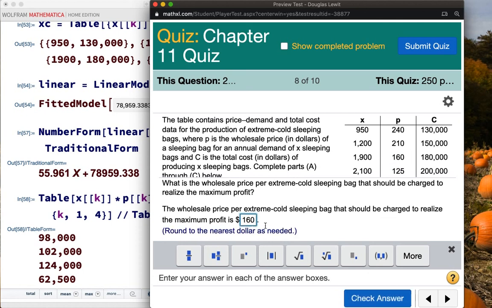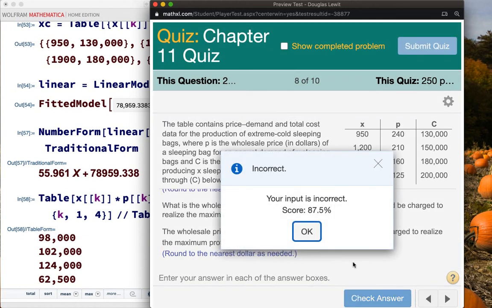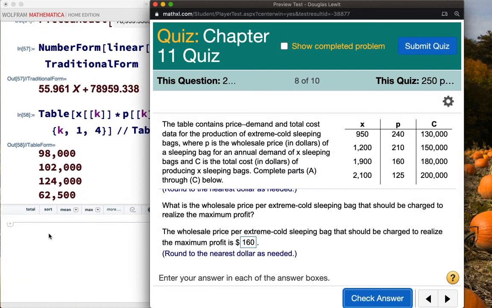I have a feeling it may not like this last answer. Okay, so Pearson is telling me my score is 87.5% on this particular question, which means that there is one answer that it does not agree with. Let me see something.